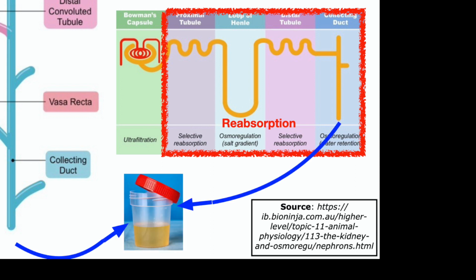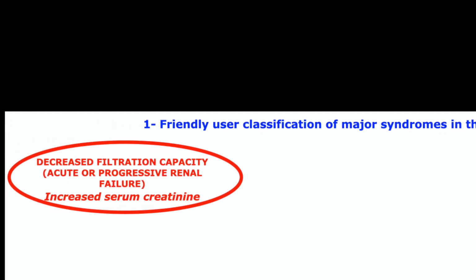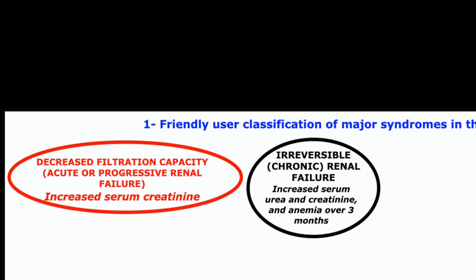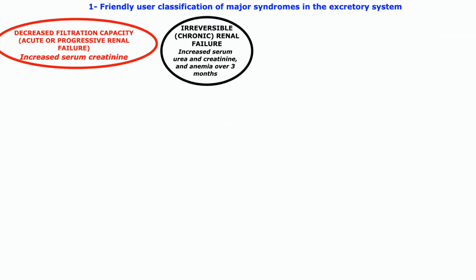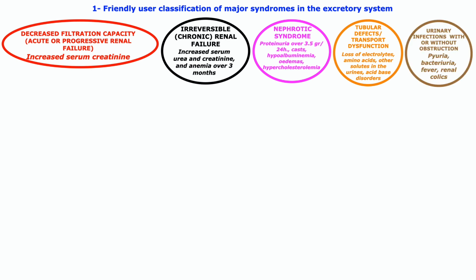And, in the meantime, what is missing in the blood owing to losses: electrolytes, hydrogen ions, pH, albumin, amino acids, etc. Urinary tract disorders can be summarized in 5 main syndromes, namely 1. A decrease of the filtration capacity up to the acute or progressive renal failure. 2. Irreversible or chronic renal failure. 3. Nephrotic syndrome. 4. Tubular defects, chiefly involving the reabsorbing function. And 5. Urinary tract infections.